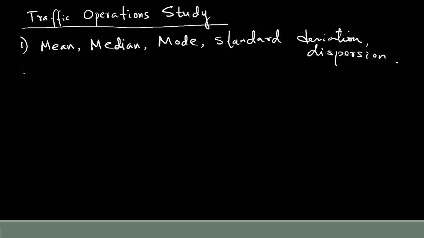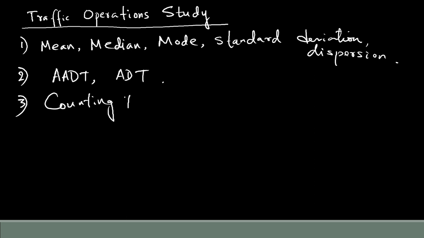Okay. Basically, you need to know about AADT, average annual daily traffic, and average daily traffic. These two terms are important. Also, it is important that you know the counting periods. Like there is a peak hour, right? Like an AM peak, PM peak. What are the counting periods?